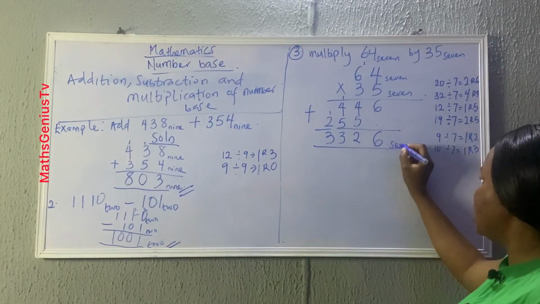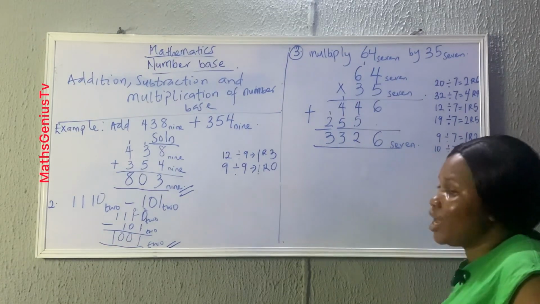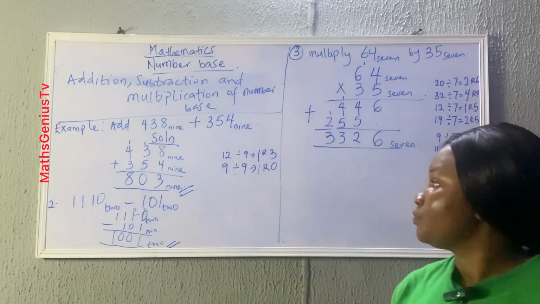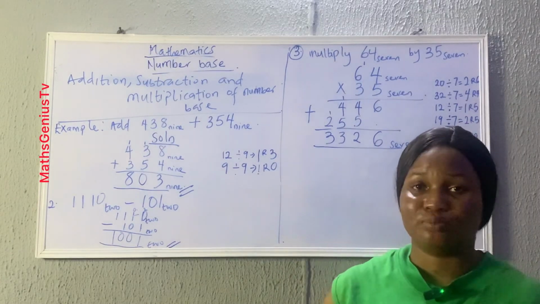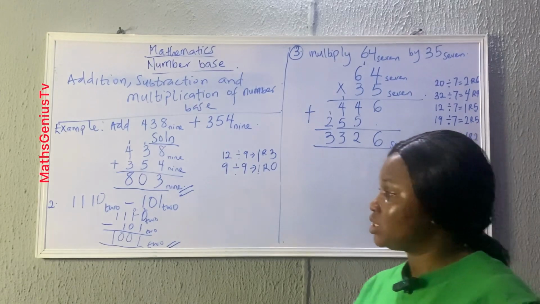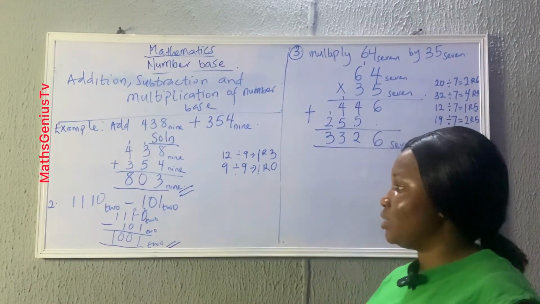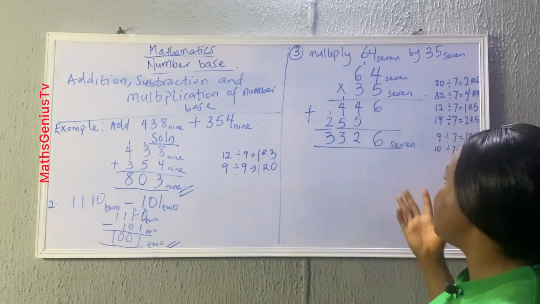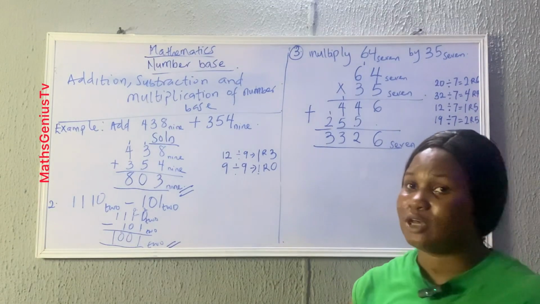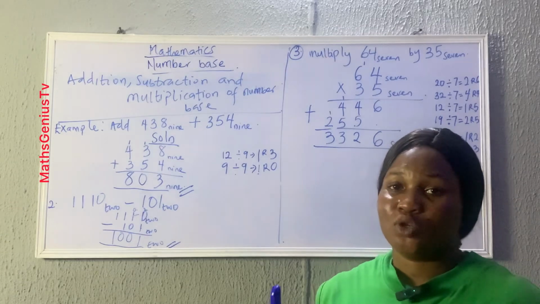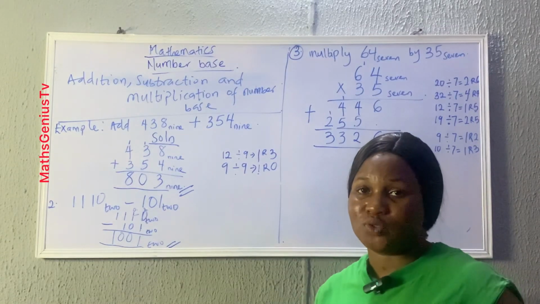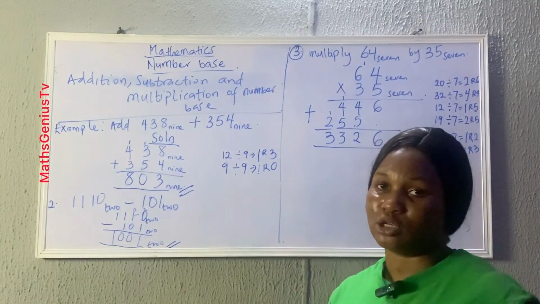All in base 7. Today we've come to the end of today's class. We've dealt with addition of number base, and we solved a question in base 9. We also dealt with subtraction of number base in base 2, and multiplication of number base in base 7. You can solve more questions, and if you have any questions you want us to help you with, you can drop them in our comment section.